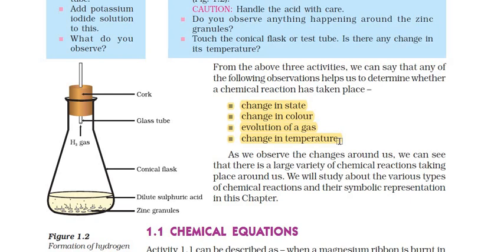So, in totality, we have seen four basic observations by which we get to know whether a chemical reaction has taken place or not. The first one is change in state. The second is change in color. The third is evolution of gas. And the fourth one is change in temperature.